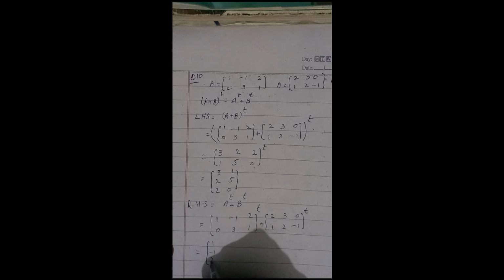We get 1, minus 1, 2, 0, 3 and 1 plus 2, 3, 0, 1, 2 and minus 1. We take both the matrices A and B transposed, and then we add them. We get the resultant matrix: 1 plus 2 is equal to 3, 0 plus 1 is equal to 1, minus 1 plus 3 is equal to 2, 3 plus 2 is equal to 5, 2 plus 0 is equal to 2, 1 minus 1 is equal to 0.